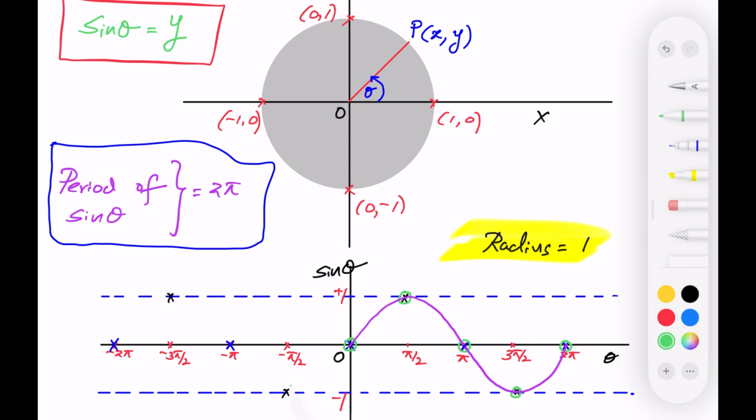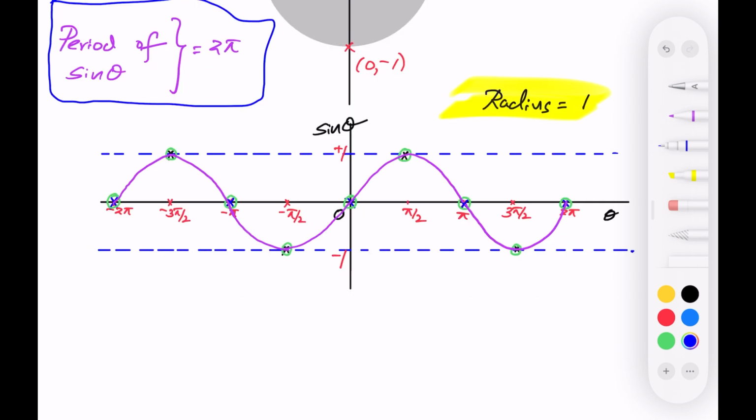Now, when I draw that graph, I need to connect these points. So let me draw it for the left hand side. Alright, now I have completed the graph of sine theta for 2 periods. There are 2 important things. We already saw the period of sine theta. The period of sine theta is equal to 2 pi.